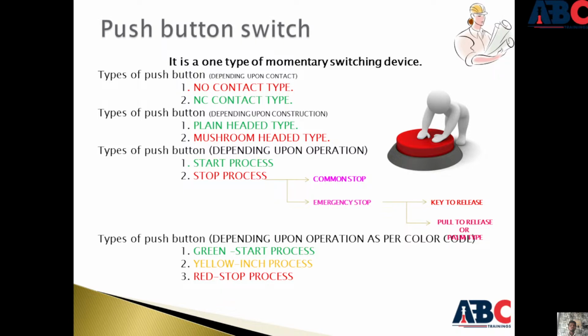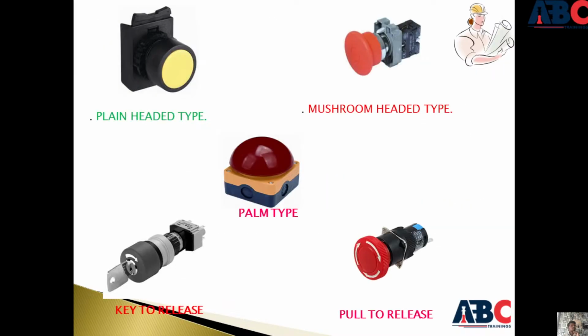Types of push button depending upon contact: NO contact type, NC contact type. Types of push button: plain headed type, mushroom headed type. Types of push button depending upon operation: start process, stop process, common stop or emergency stop. Depending upon operation as per the color code: green start process, yellow inch process, red stop process. Lens headed types, mushroom headed types, palm type, key to release, pull to release.